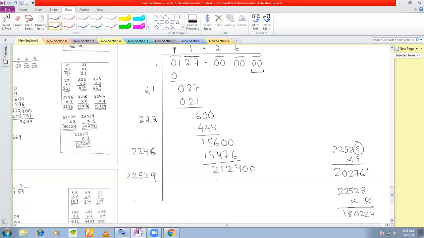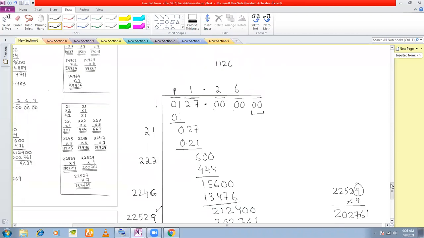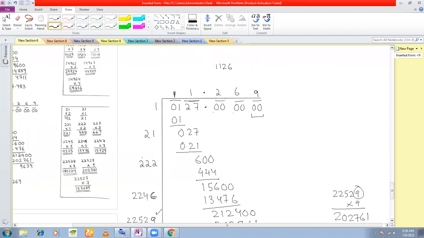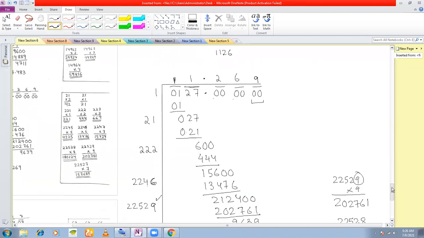9, and you write 2,02,761. Subtract here, so you get 9,639. And since we have inserted a 9 here, we insert a 9 here also. Okay, so what is the square root that we have got?